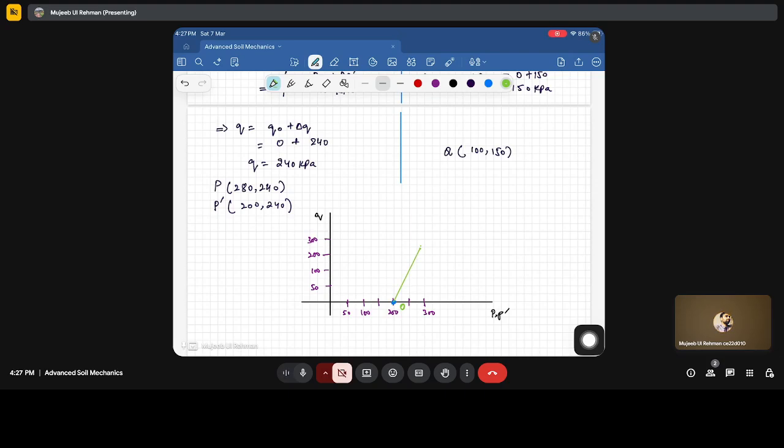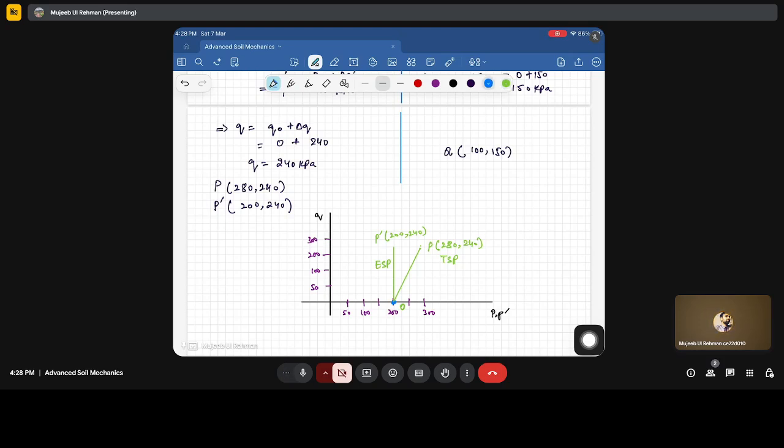So this is point P, 280 comma 240. The total stress envelope will be TSP. What is the effective stress path? P is 200, it will not change. 240, it will go up to this point. This is the P dash point, 200, 240. This is the effective stress path for specimen A.